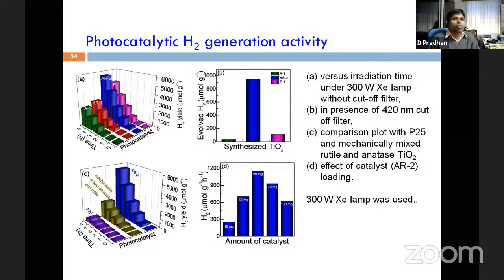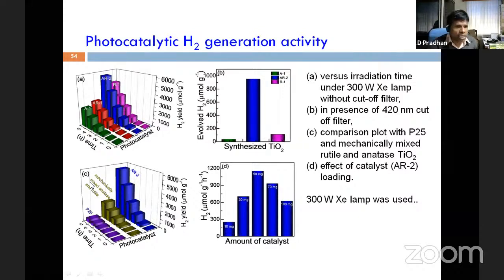Then we studied the photocatalytic hydrogen generation performance of these different synthesized materials, pure anatase and pure rutile. The names were A1 for anatase, AR1 for anatase-rutile mixed phase, AR2 again mixed phase, and R1 is a complete rutile phase. It was found that one particular ratio of anatase to rutile gives the maximum hydrogen generation performance. This was done using a cutoff filter of 420 nanometers, using visible light, and the results were also compared with P25.